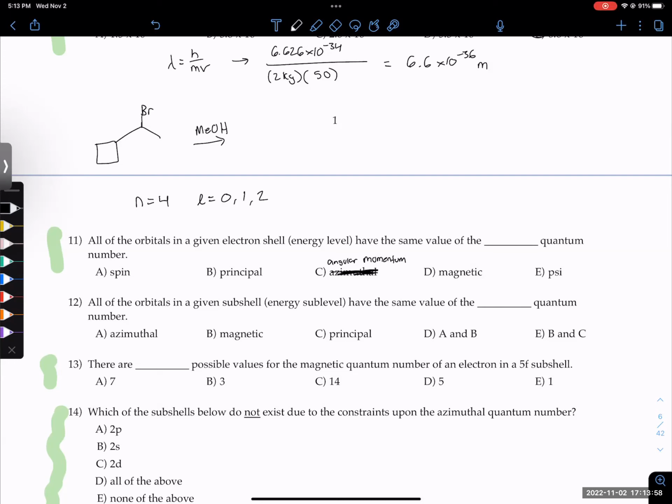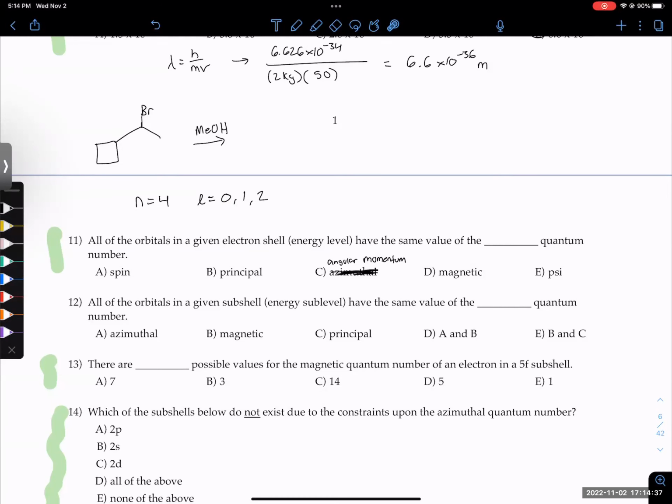So the 4th energy level has an s orbital, it has a p subshell which has 3 orbitals, a d subshell which has 5 orbitals, and an f subshell which has 7 orbitals. But all those orbitals are in the 4th energy level. So the question asks, all the orbitals in the energy level have the same what quantum number? They for sure have the same principal quantum number because they're in the same energy level. It literally tells us that right here. But they may not have the same L angular momentum quantum number, because they could be 0, 1, 2.